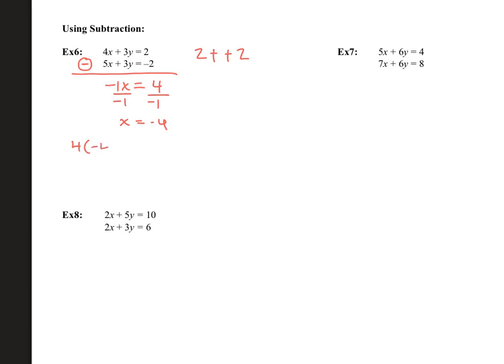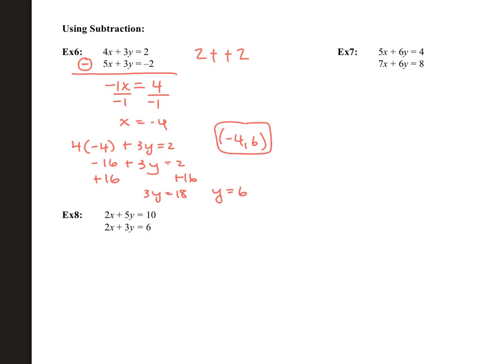And so now I'm going to take that, and I'm going to plug that into maybe the top equation. So 4 times -4 plus 3y equals 2. That's going to be -16 plus 3y equals 2. I'm going to add 16 to both sides. So I get 3y equals 18, and if I divide by 3, I'm going to get y equals 6. And remember, I always write my answer in xy format, and so I've got -4, 6.